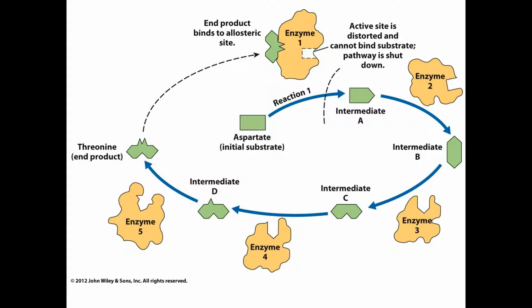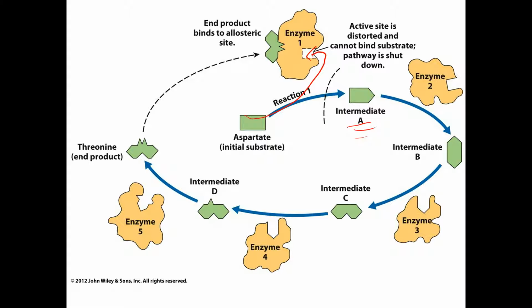So here, giving you an example. You have aspartate, which is your initial substrate molecule. It binds to its respective enzyme, and you form this intermediate. So aspartate binds to enzyme 1 here, you form this intermediate A. That's the product of the first reaction.